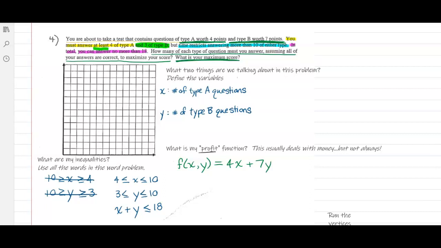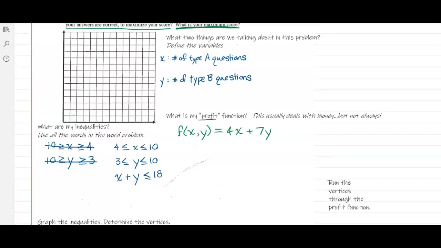That's our goal, is to use up every word and either turn it into part of the profit function, make it part of the backstory so we know what we're talking about, or write constraints with it. Again, at this point, you can throw this right into Desmos, but this is not hard to graph. X is number of type A, and Y is number of type B. And the numbers that I'm graphing, 4, 3, 10, 18, they're really not that big.